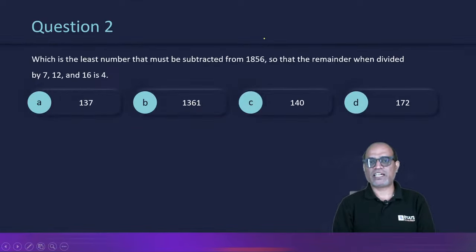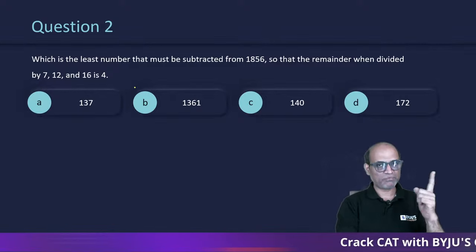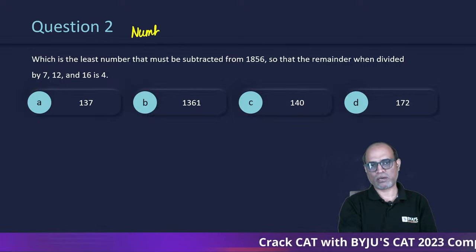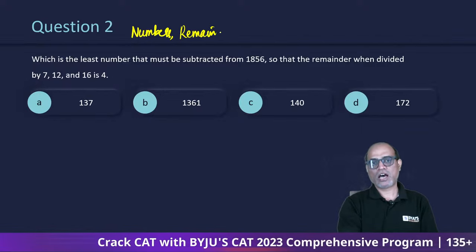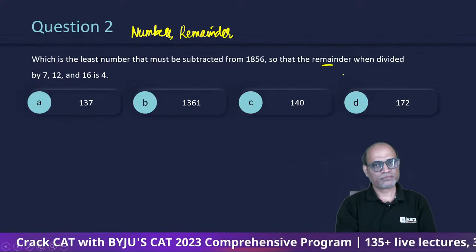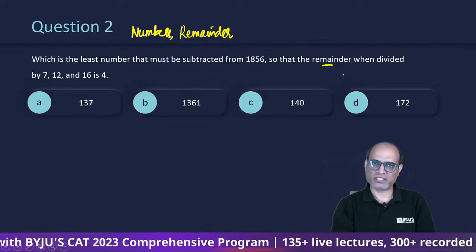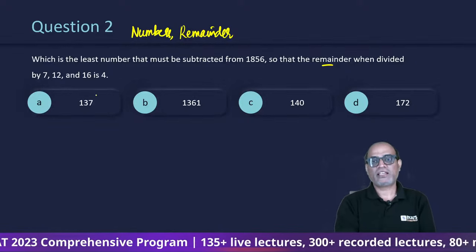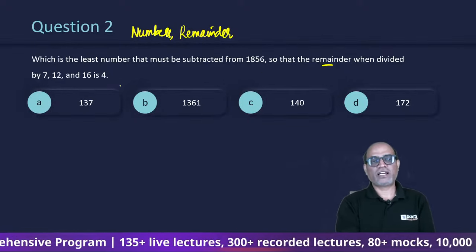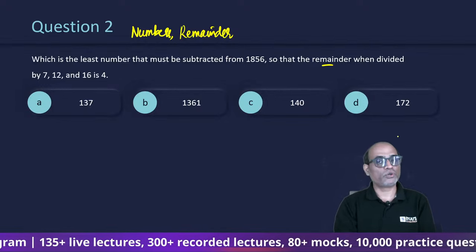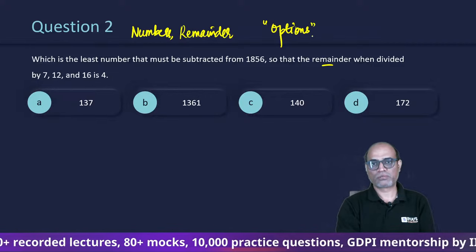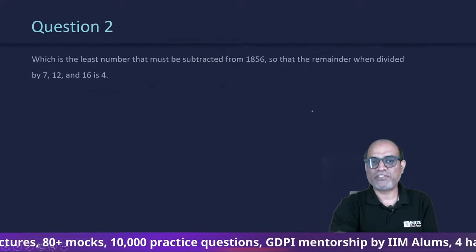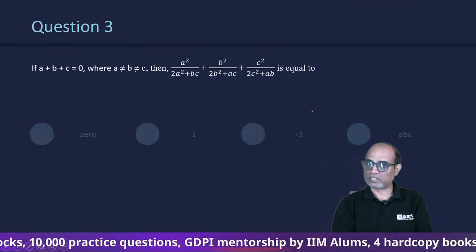What is the least number that must be subtracted so that the remainder when divided by this is 4? So in my mind, I'm thinking that the topic is numbers, and within numbers, the subtopic is questions based on remainders. How do I know? It is written here, in the question. We need to subtract so that when divided by this, it gives a remainder 4. So can I say I will use options? So I will solve it using options. You can see that I haven't used any equation logic so far.